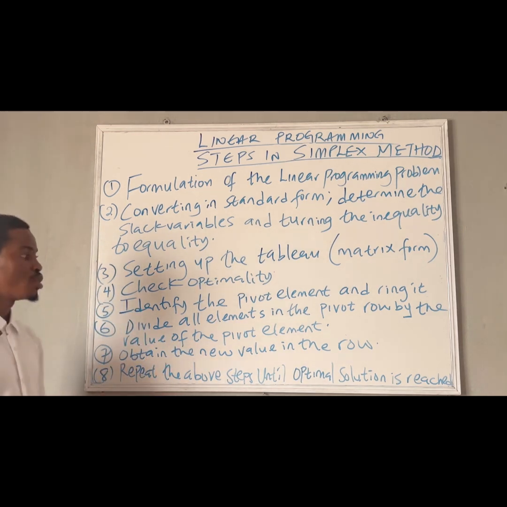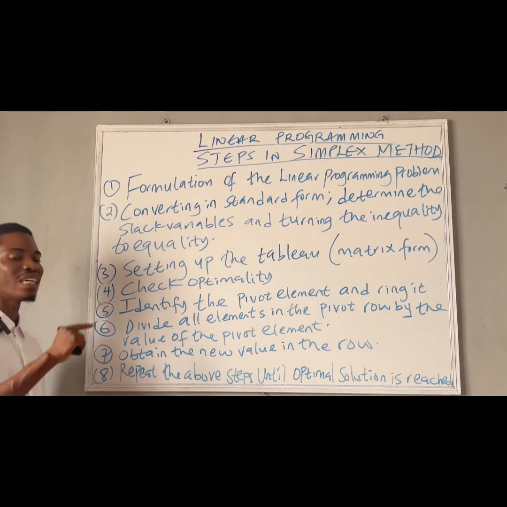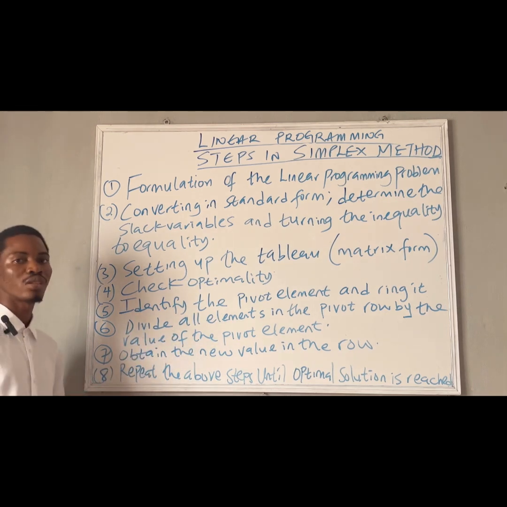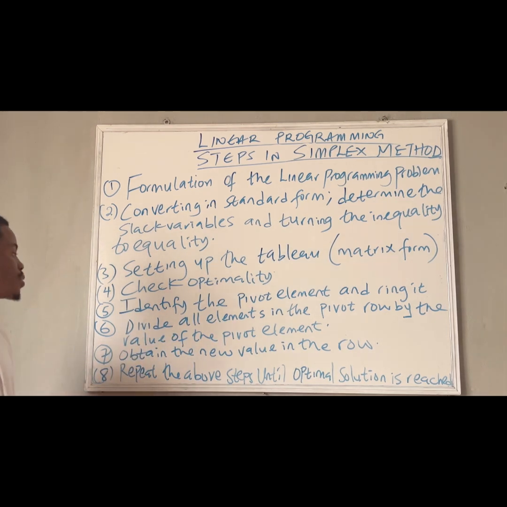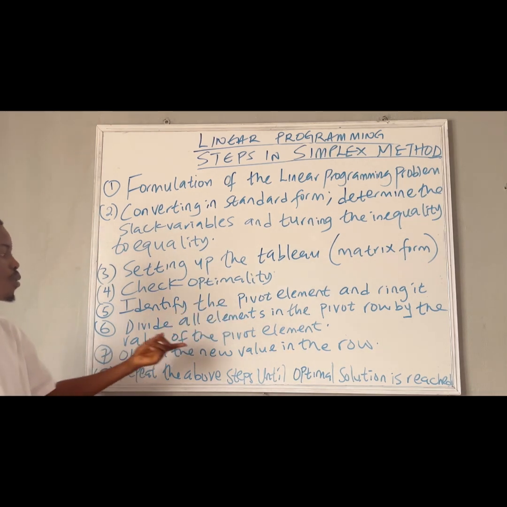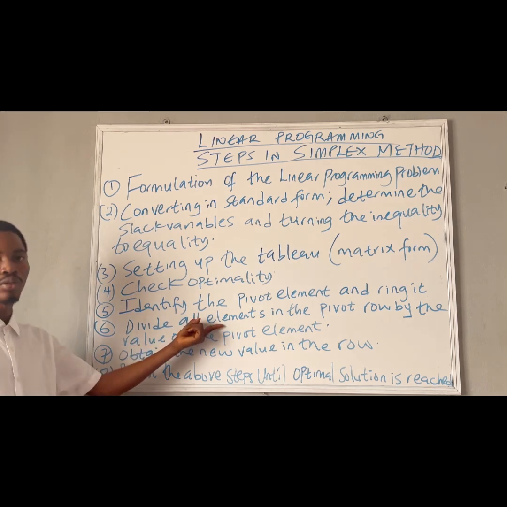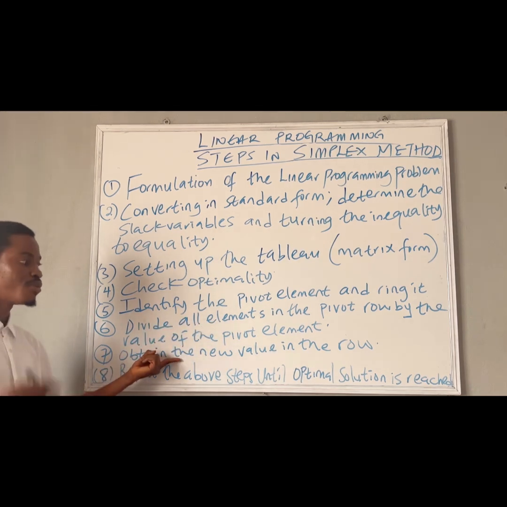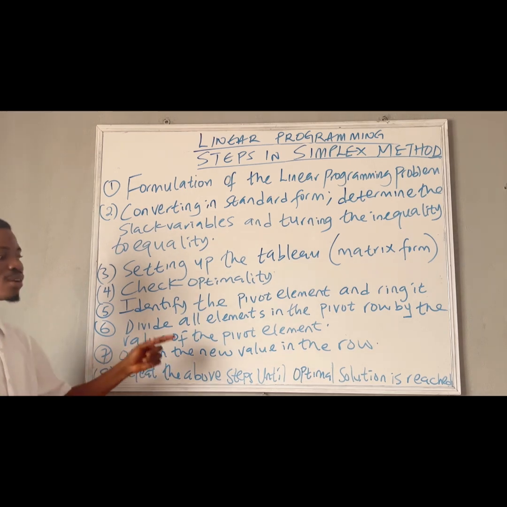Since you have gotten your pivot element, your next step is to divide all the elements in the pivot row by the value of the pivot element, so that you will get another table. And then the next step is to obtain the new values in the rows. When you have divided your pivot row by your pivot element, you get a new pivot row, and then you have to obtain new values in the other rows.